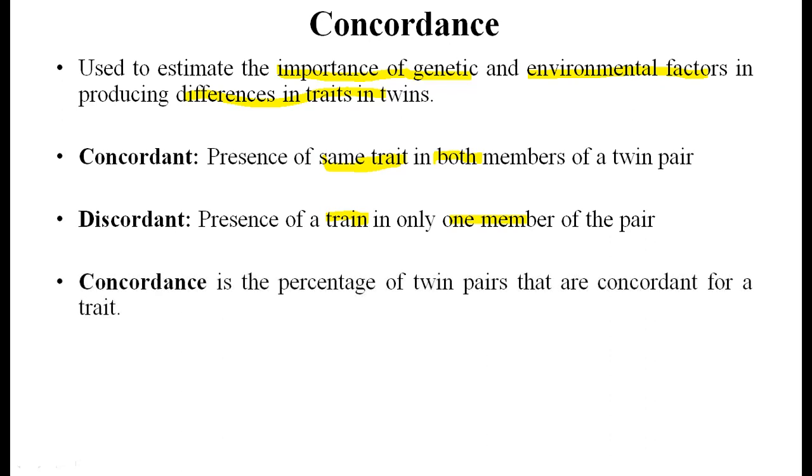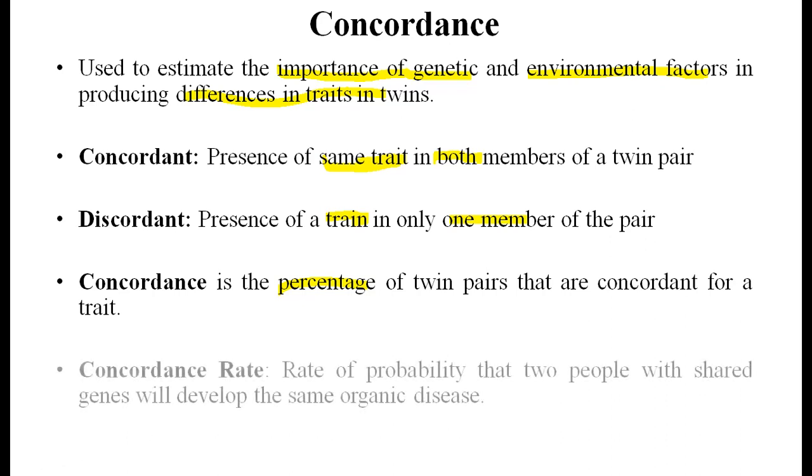Concordance is the percentage of twin pairs that are concordant for a trait. Among the monozygotic twins, or the dizygotic twins, the percentage is calculated of how often this trait is present. So what is the concordance rate? It is the probability that two people who share genes will develop the same disease.